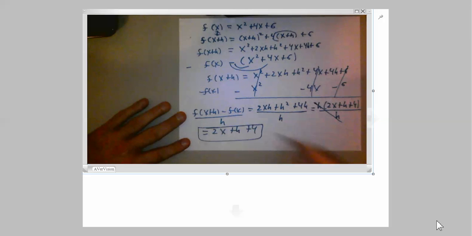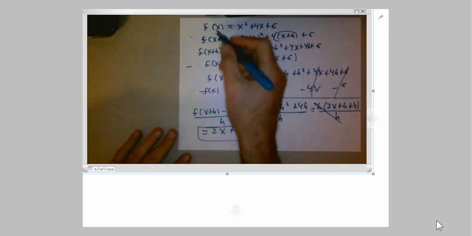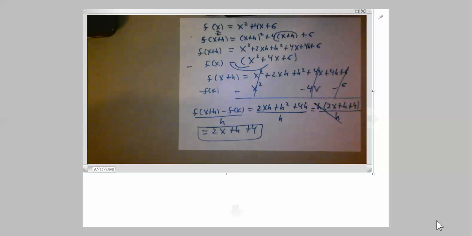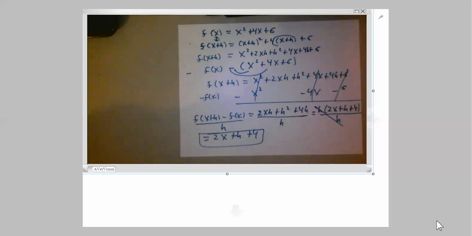And the whole reason for the difference quotient is essentially gives us the average rate of change between the points x and x plus h. And if you let h go to 0, then they're the same point, so you wind up with the instantaneous rate of change, which brings you into the topic of calculus. So that's kind of the stepping stone there. And that's how you solve this problem.